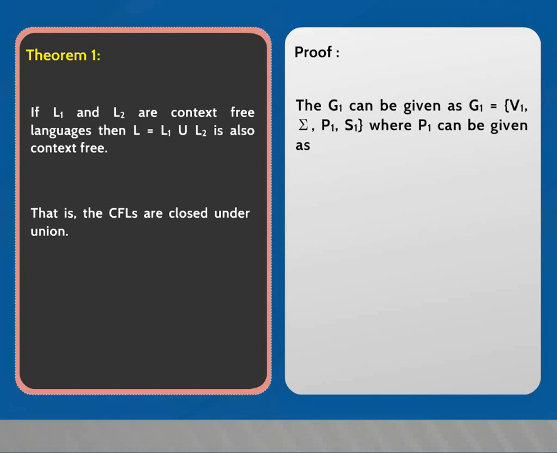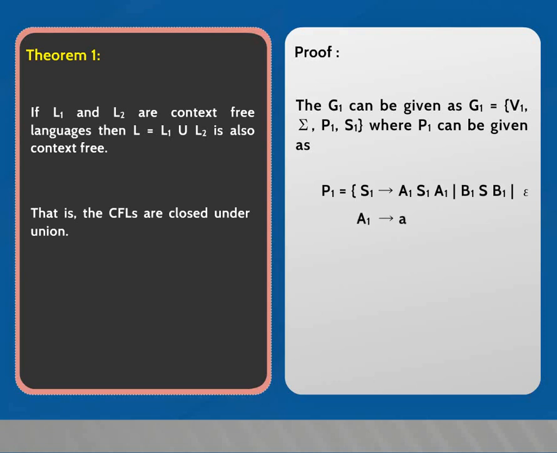The G1 can be given as G1 is equal to (V1, Σ, P1, S1), where P1 can be given as P1 is equal to S1 provides A1 S1 A1 or B1 S B1 or epsilon.